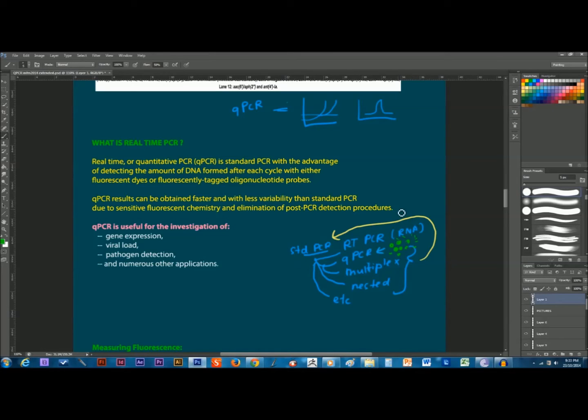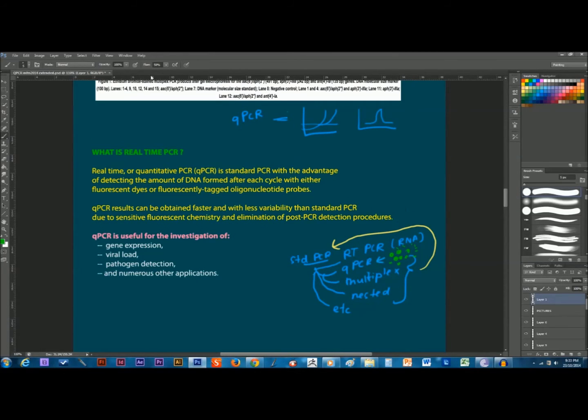Okay, now let's look at what real-time PCR is. Real-time or quantitative PCR, qPCR, is a standard PCR with the advantage of detecting the amount of DNA formed after each cycle with either fluorescence dye or fluorescence-tagged oligonucleotide probes. Fluorescence dye means SYBR Green. Fluorescence-tagged probe means the TaqMan probes. So the qPCR results can be obtained faster and with less variability than the standard PCR due to the sensitive fluorescence chemistry and elimination of post-PCR detection procedures.